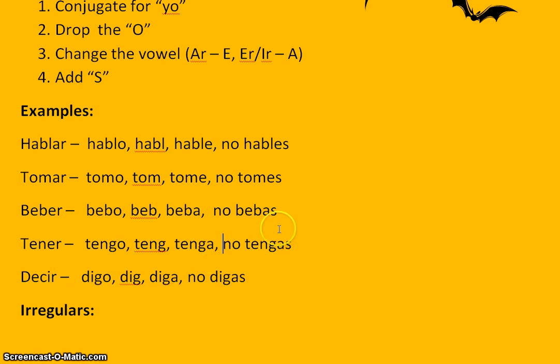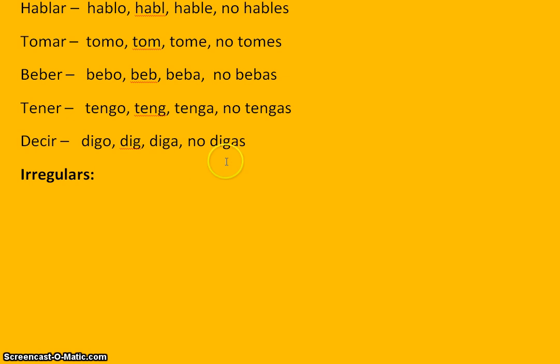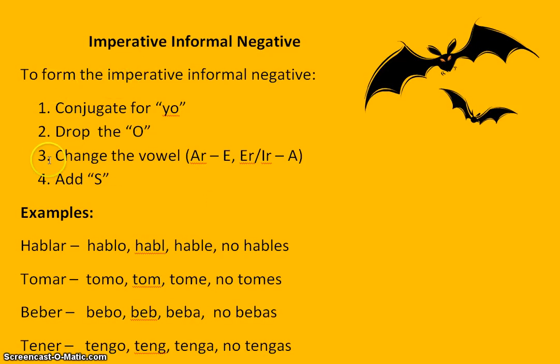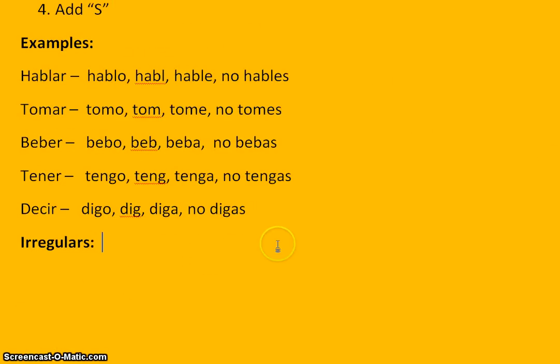All right, so let's go over the irregulars. So if we scroll back up here, we look at these 4 steps. Conjugate for yo, drop the O, change the vowel, add your S. Which ones would be your irregulars? It's pretty easy, right? Your irregulars are going to be the ones that do not end in O when you conjugate for yo. So can you think of those? Yeah, exactly right. So you're going to have ser, estar, saber. Let me scroll over here. Ir. And of course we have, let's scroll over a little bit more, dar.